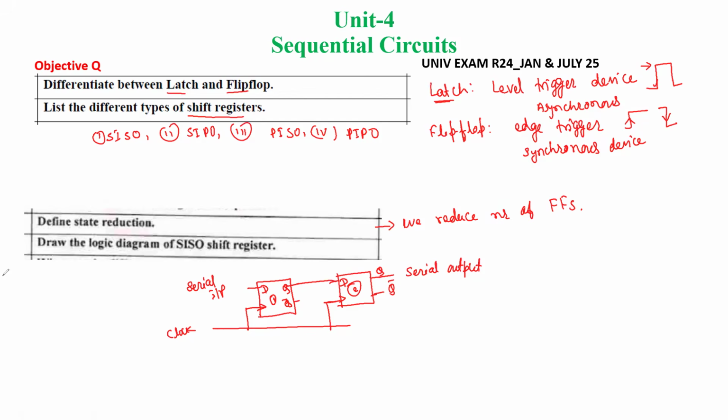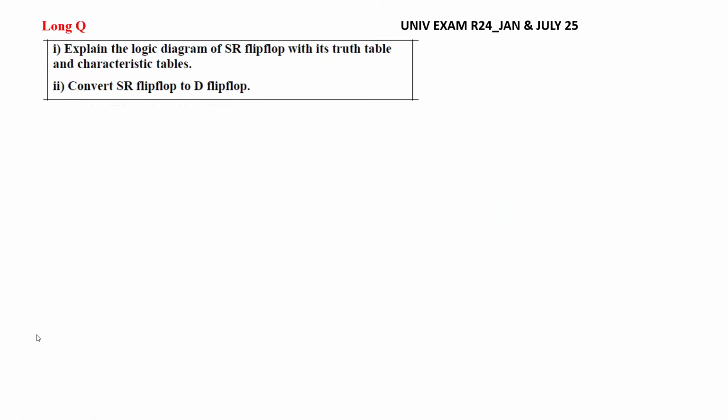Next we'll see the long questions. The question here is: explain the logic diagram of the SR flip-flop with truth table and characteristics. If you add a clock pulse to the SR latch, like the concept of enable inputs, this SR latch becomes an SR flip-flop with enable inputs. That enable is replaced by the clock pulse.